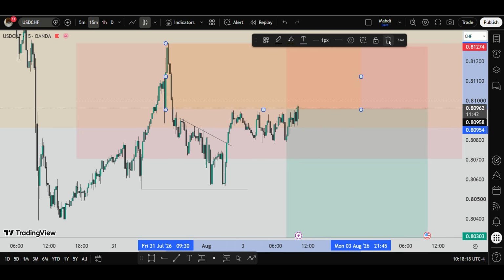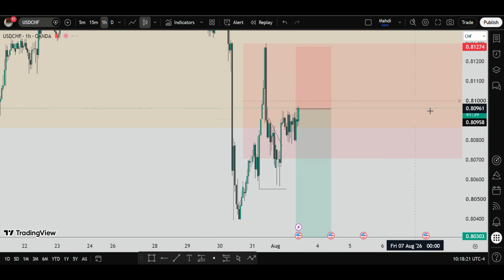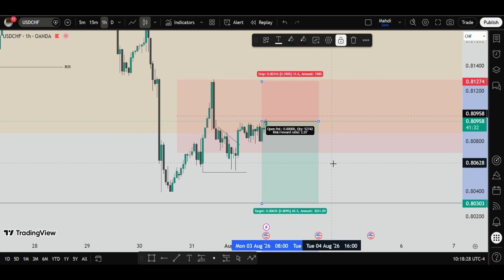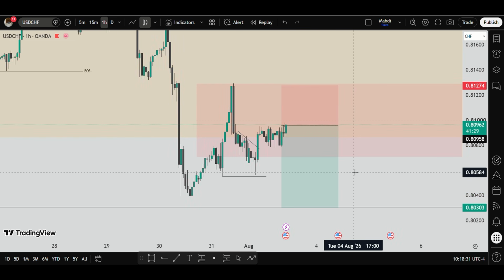Only for this trade. Very few of my trades I use 15-minute zones. And still I can have 2 hour. That is my goal for every single trade. Let's go and see what happens for the continuation of this trade. I will update you within the next hours.